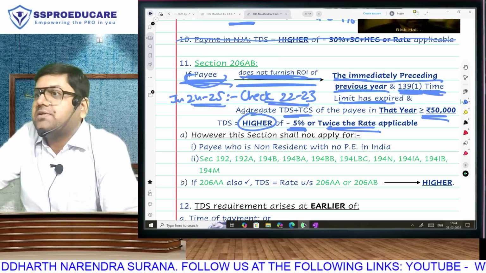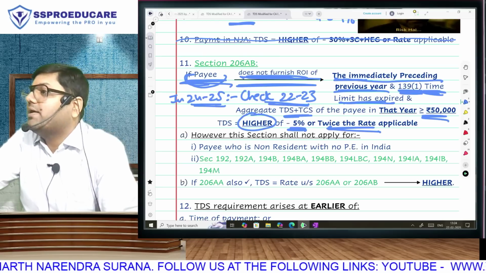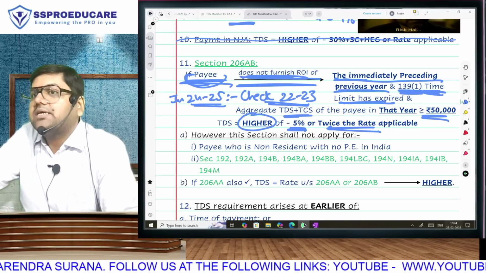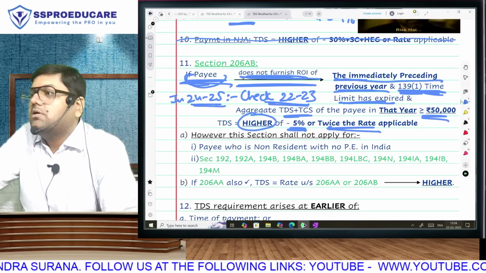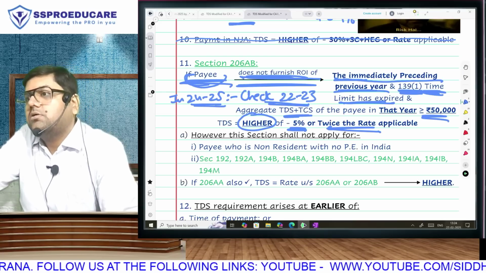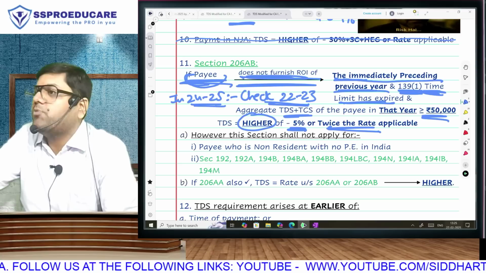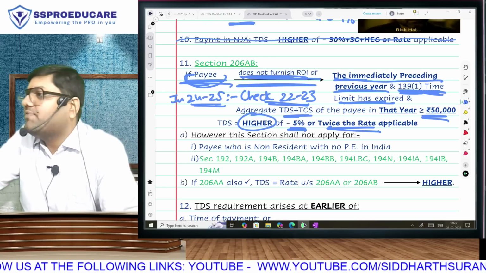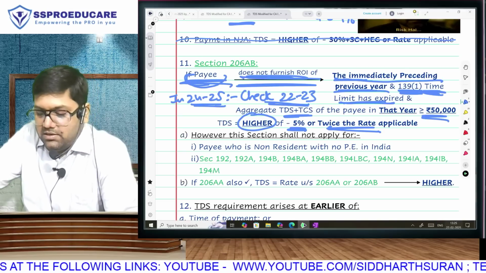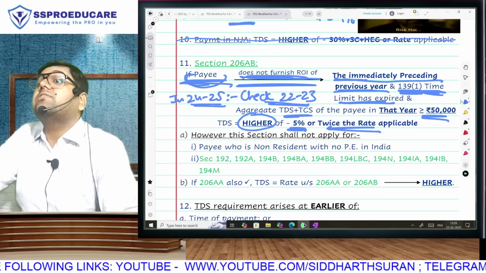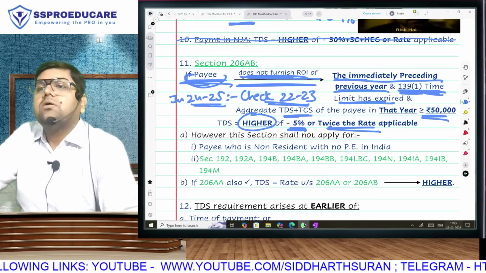Supposing the section rate is 1%. So it will become 2 or 5, so 5. Section rate is 2%. So 4 or 5, so 5. Section rate is 10%. So 20. Section rate is 5%. So 10. You understood? Section rate is 0.1. So 0.2 or 5, so 5%. Double the rate or 5%, whichever is higher, is going to become your TDS if you are a non-filer.